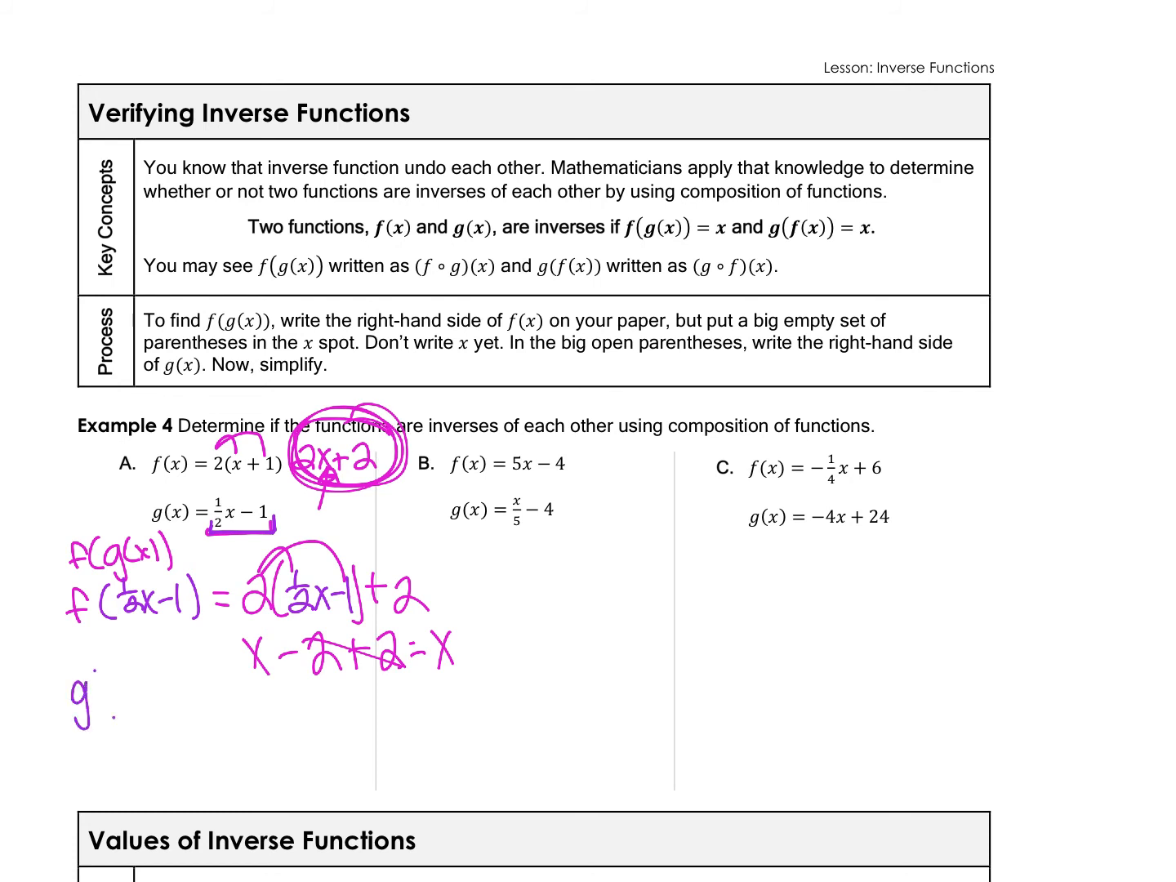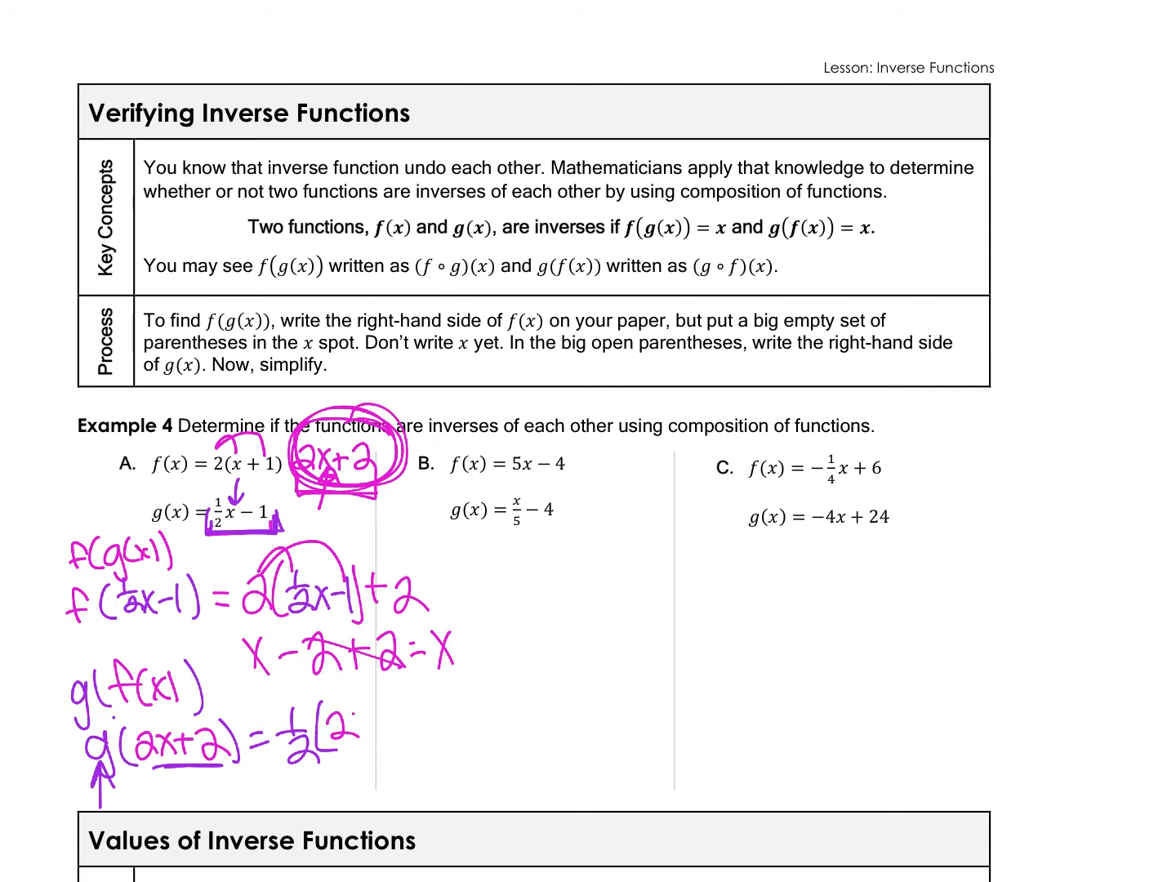So I'm going to have g of f of x, again, your inside is your input. So what I want you to do there is replace your f of x with what f of x equals, which we multiplied out, 2x plus 2. So now I'm looking at function g. Here's function g. Everywhere I see an x, I'm replacing it with this input. So I'm going to have a 1/2, open parentheses.